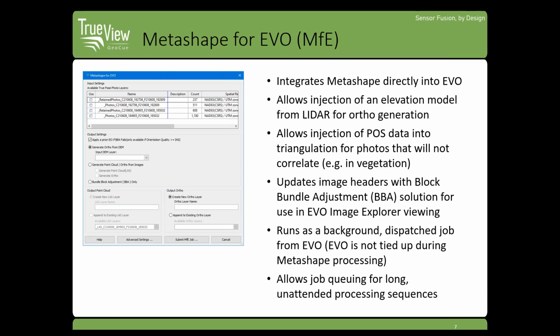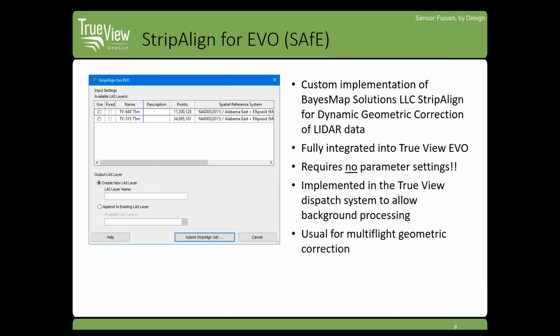For both Metashape for EVO, MFE, and StripAlign for EVO, SAFE, we also have a new background dispatching system. Again, Derek's going to show you this, which is really good for allowing job queuing and for some of these processes, especially ortho photo generation, that can take a longer amount of time.